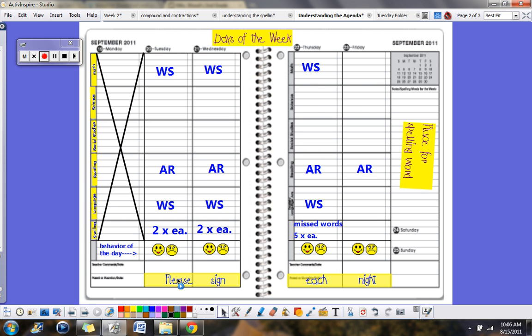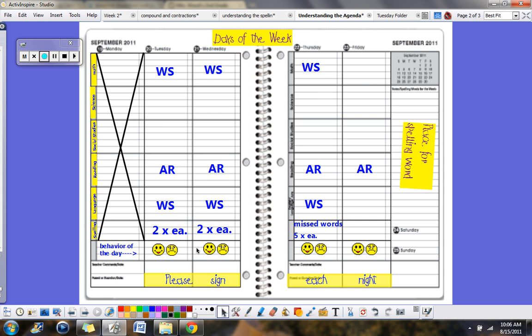And the bottom layer that I've highlighted here is the place where you sign. Now remember, you sign each night. So on Tuesday night, you would sign Tuesday night. Wednesday night, you would sign Wednesday night. So on and so forth. Never sign the agenda in advance for the whole week because you never know. I may have a note written in the agenda that you need to see.